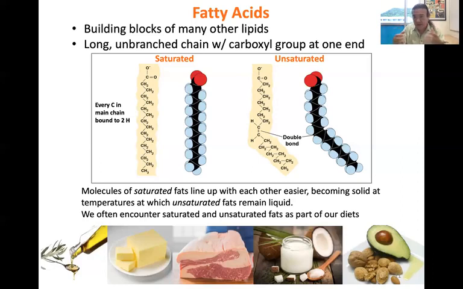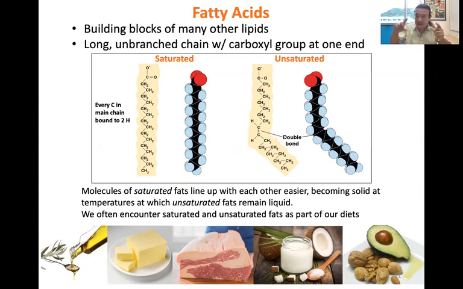So animal fats are a good example of saturated fats that are solid at room temperature. Unsaturated fats, because of that kink in them, at the same temperature, room temperature, don't stack up very neatly, and so they remain as a liquid. So different types of vegetable oils, vegetable fats are examples of unsaturated fats. Olive oil is liquid at room temperature, whereas something like butter or bacon fat is solid at room temperature. And we encounter these as parts of our everyday diets.